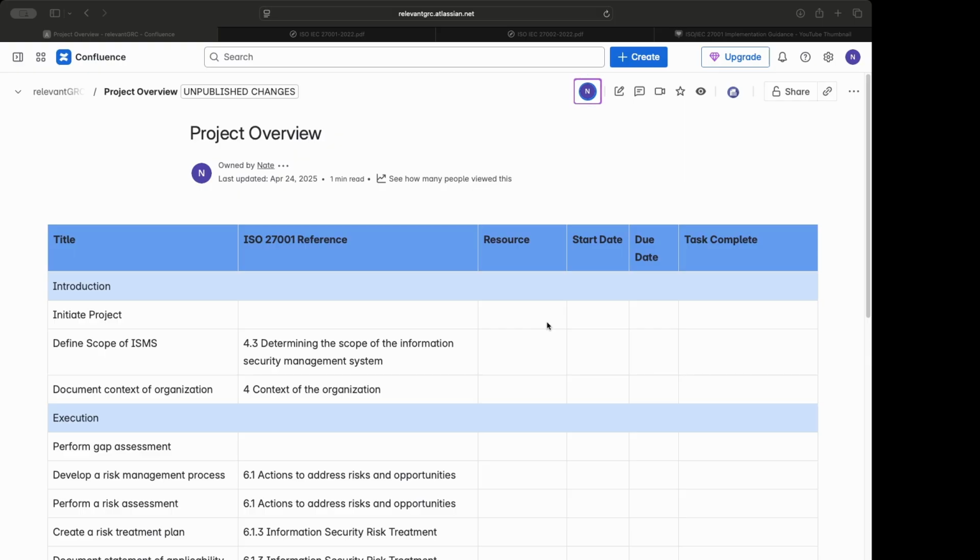So we developed this template where we need to provide the project overview. In providing the project overview, as you can see, we initiate the project. Who initiates the project? The project manager.